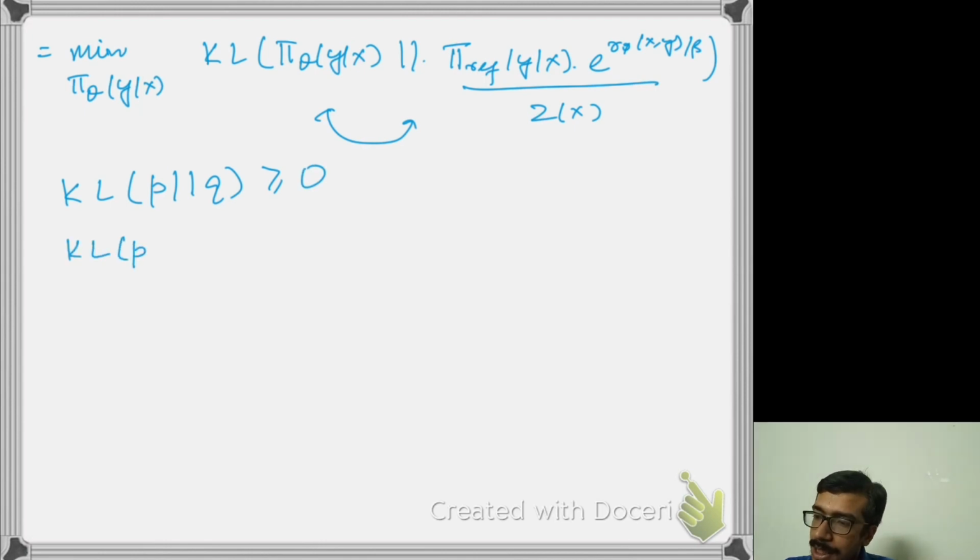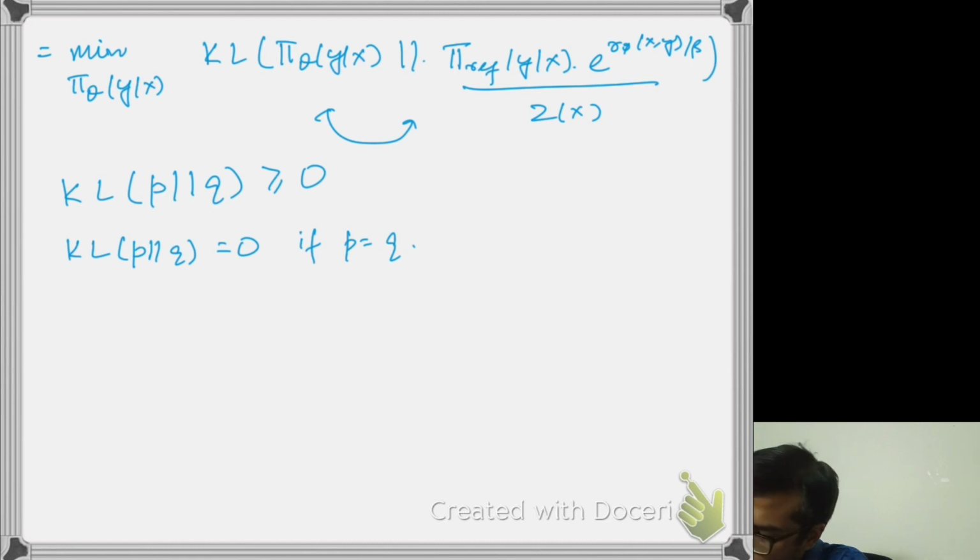So KL divergence between any two distributions P and Q is always non-negative, and KL divergence being 0, when does it occur? So it occurs when P equals Q, right? So okay, if P equals Q.